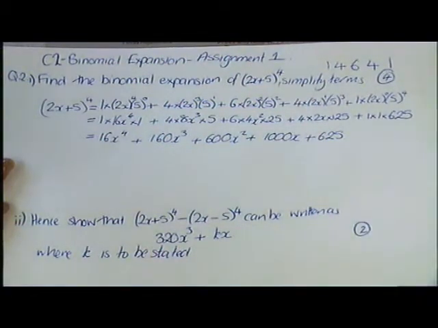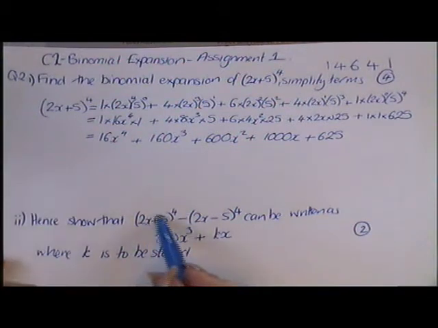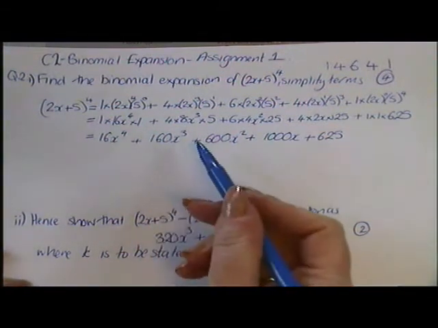Of course, you can do these in your calculator, or you can do them without. Just double check them, make sure you get them correct. Okay, so that's worth 4 marks. Moving on to the second part of the question, it's a hence. Show that, and we notice that the first part of the bracket expansion is the exact same as we have up in part A.